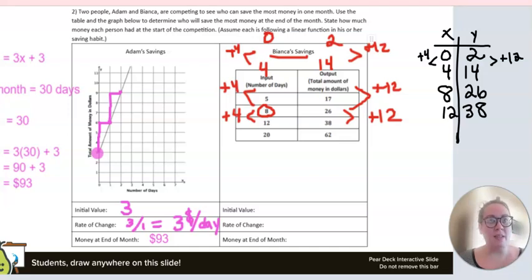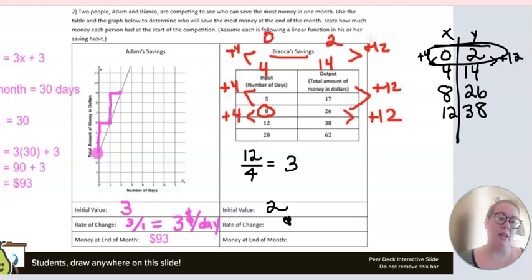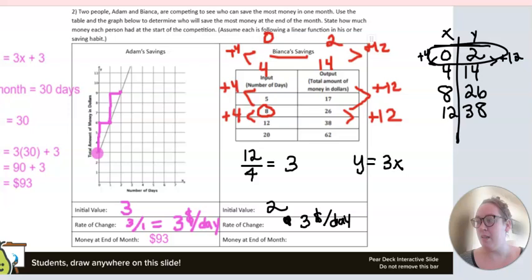So what that tells us is that our initial value, now we know, is $2. So she started with $2 in her account, and the slope, or the rate of change, was $12 for every 4 days, which, 12 divided by 4, is 3. So it's $3 per day. Now, if we used an equation, which would be y equals our slope, 3x, plus our y-intercept, which is 2.